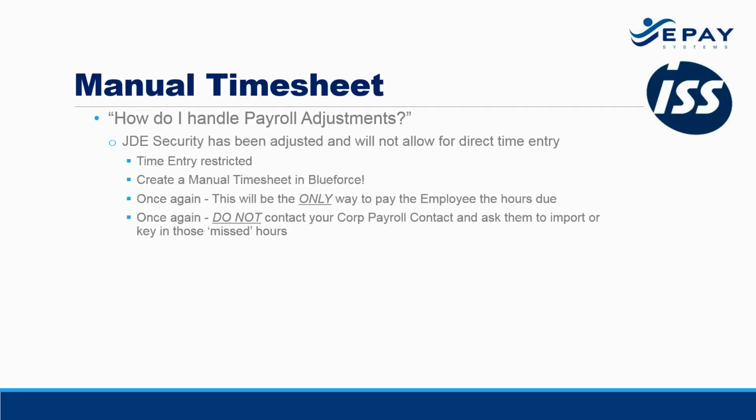Now, JDE security for everyone else has also been adjusted, so no one can go in here and automatically do any time entry. I left this slide. It's kind of an old process that we changed probably over a year ago, but we used to have a lot of our team here on the phone call who actually had access to JD Edwards and the time entry screen in JD Edwards. That gave the ability to go through and make adjustments, changes, key directly into JDE, which is not something we want to do anymore. So everyone on this phone call, if you have JDE access, you do not have access to the time entry screens anymore. So you have to create a manual timesheet in Blueforce. Once again, this is the only way to make sure that the employee gets the hours that are due to them.